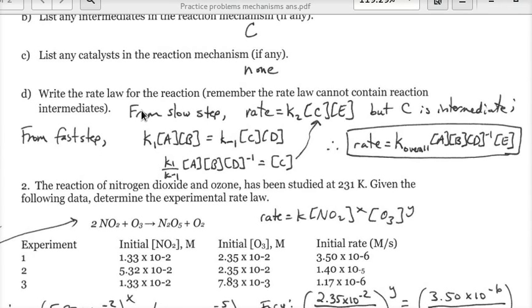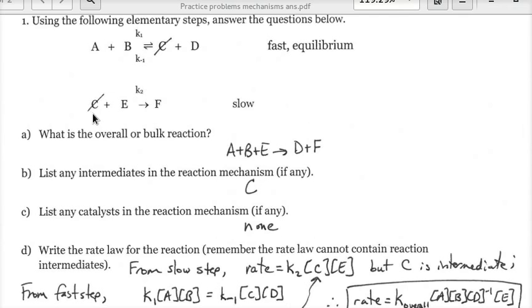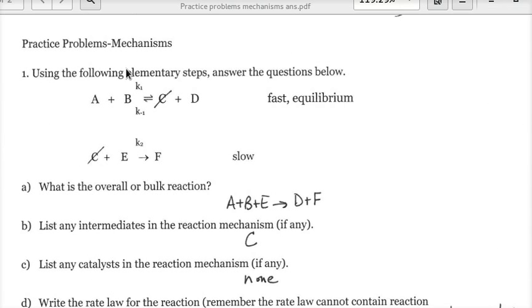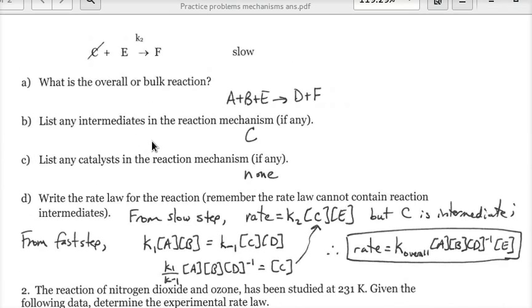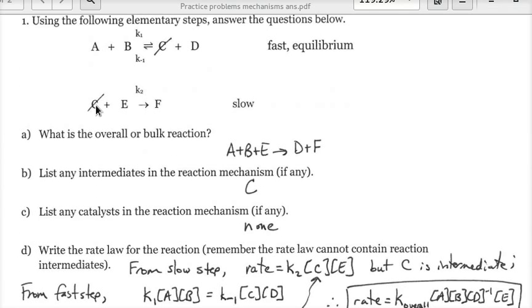So you may know that this first thing Dr. Spencer wrote, from the slow step, the rate is k2CE. That comes from up here. These are elementary steps, and so you can write rate laws directly from them. So from right here, the slow step, we say C times E, both to the power of 1 because they have no coefficients. So the concentration of C, concentration of E, times k2.